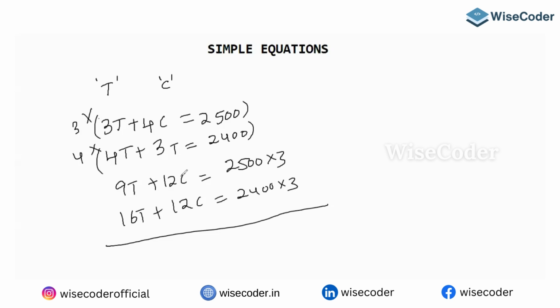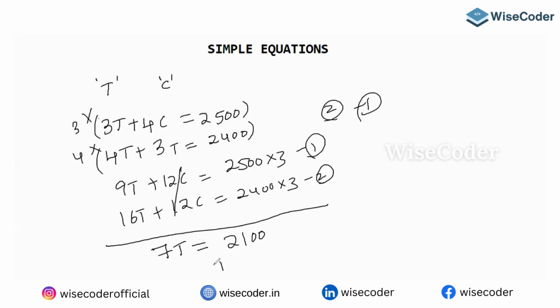So if I subtract it, do 2 minus 1. Let's say this is equation 2, this is equation 1. 2 minus 1. So you will get 7t, which is equal to, if you arrange this, you will get 2100 here. Then t is equal to 300. When t is equal to 300, calculate c. If you calculate c, you will get 400.